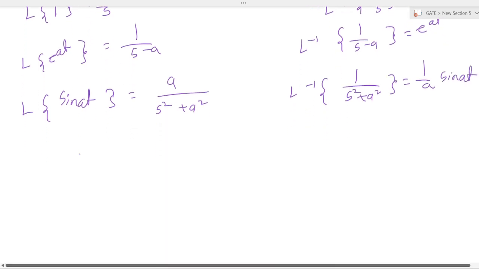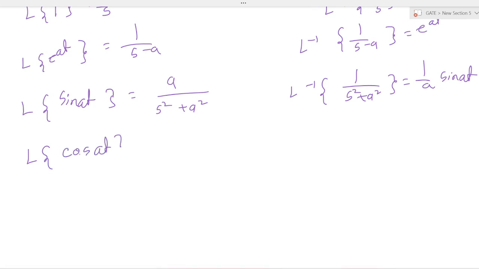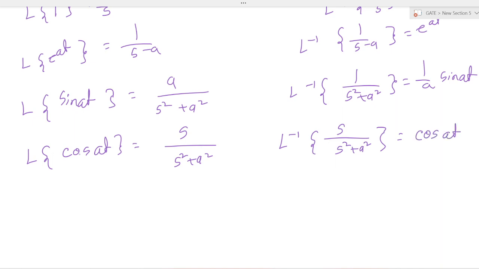Next formula. L of cos at is equal to s by s square plus a square, and the inverse Laplace transform, L inverse of s by s square plus a square, is equal to cos at.